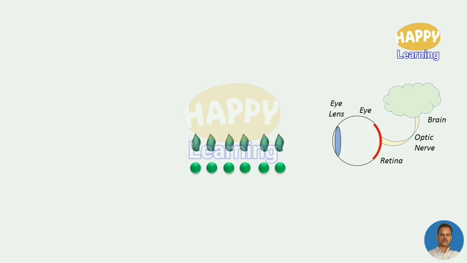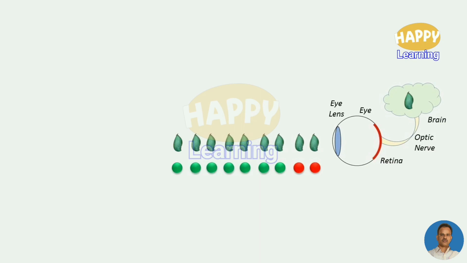Continue this process. Observe carefully. Now this object is blurred. It is not clearly visible, so put a red mark. On further moving the object towards your eye, again it is blurred, so put a red mark. Now do the same experiment on the other side.